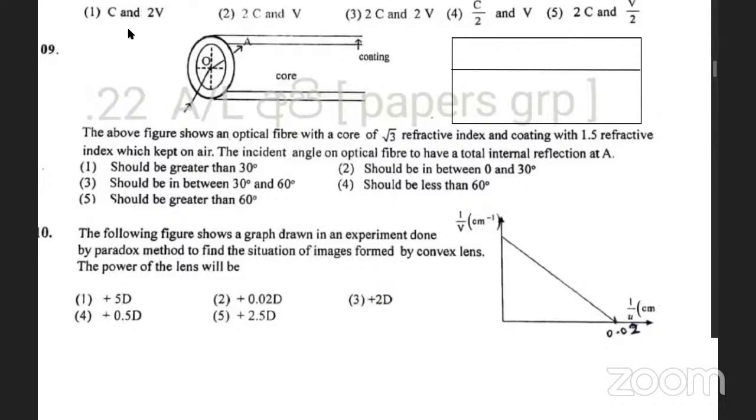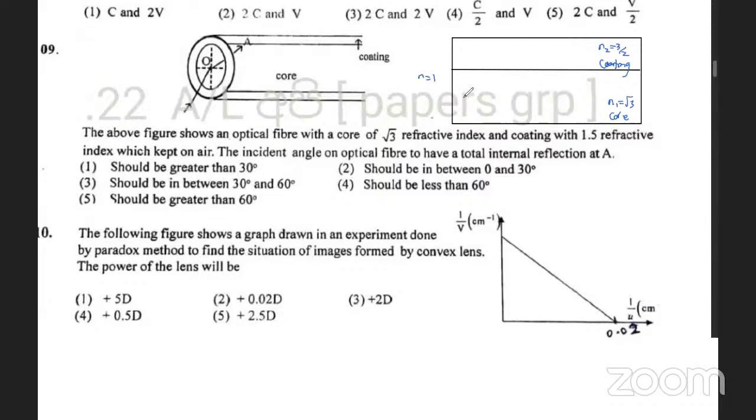So what are the refractive indices here? N of air is 1. This is the core, and this is the coating. Core has a refractive index of root 3, so N1 is equal to root 3. N2, for my convenience, I will put it as 3 by 2. 1.5 means 3 over 2, no?